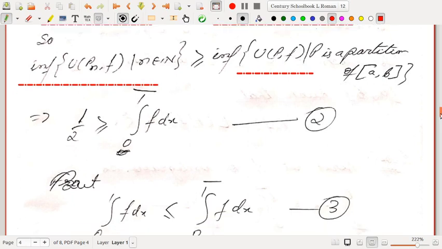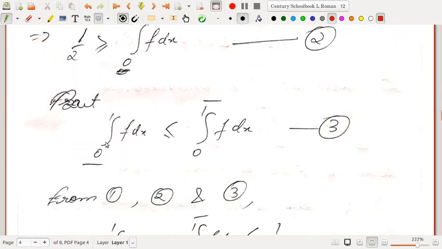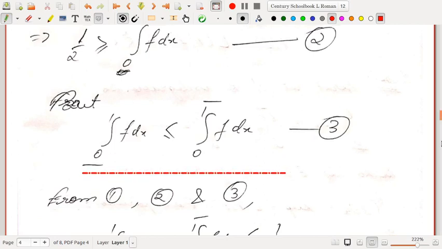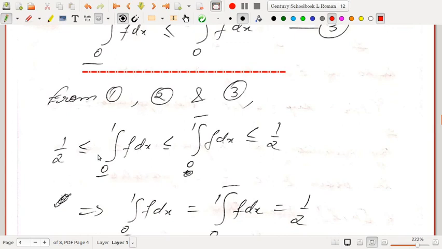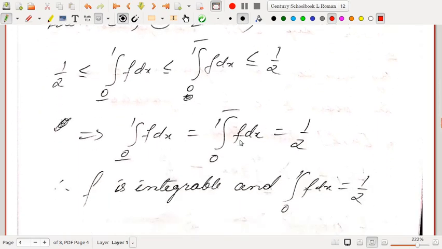So from 1 and 2 we get this. But we already have that the lower integral is less than or equal to the upper integral. So from 1, 2 and 3, we can say that half is less than or equal to the lower integral, less than or equal to the upper integral, less than or equal to half, and this gives that both are actually equal to half. So f is integrable and the value is half.